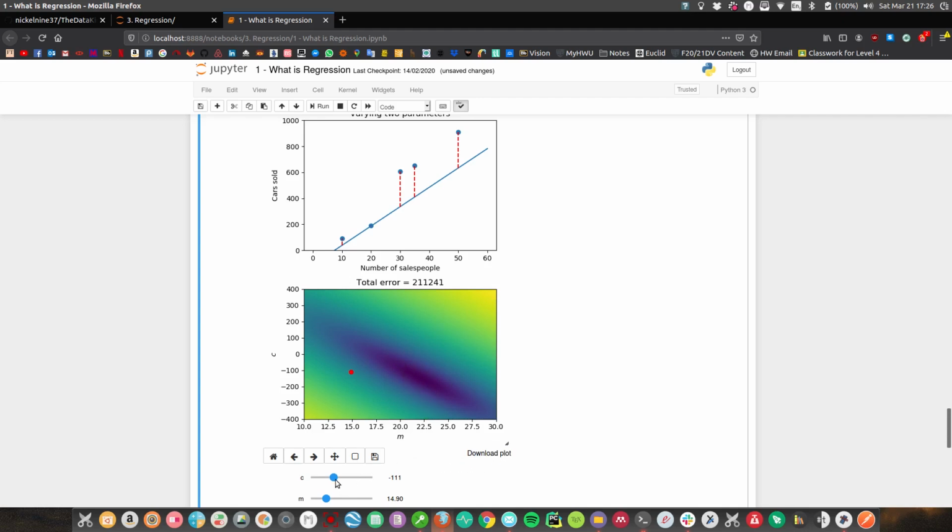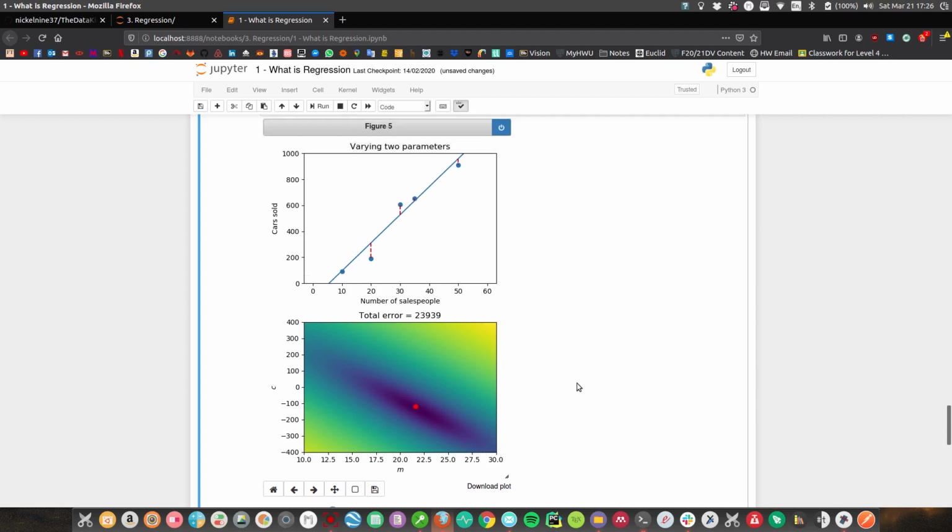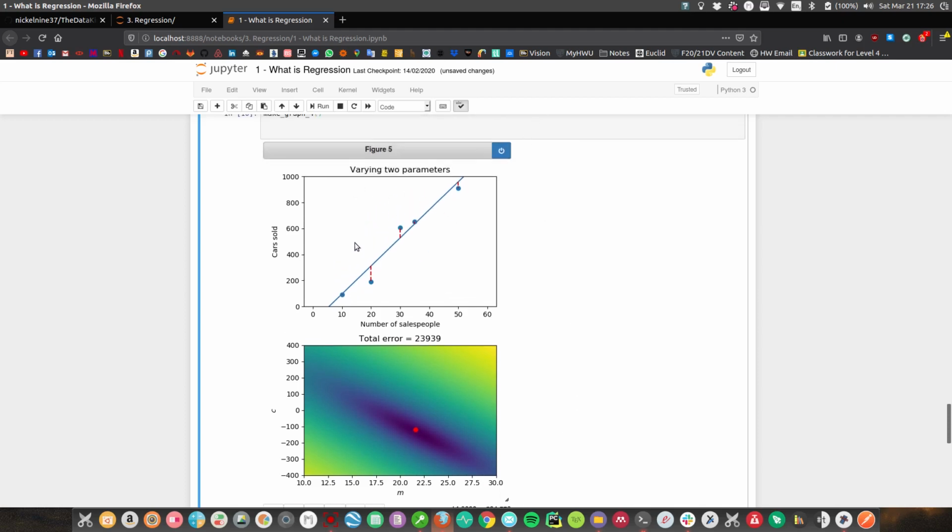So the best value of c and m is going to be where this graph reaches its lowest point. So it's going to be somewhere about here, roughly. It's slightly difficult to tell exactly where the best point is, but if we go up and look at this first graph, you can see that at that point, our error is pretty well minimized. We don't see too much red here. So that line is going to fit the data pretty well.